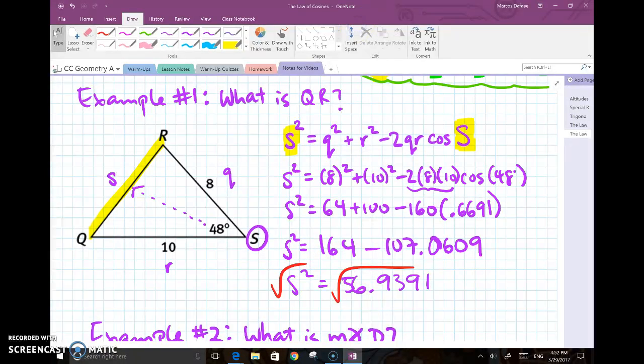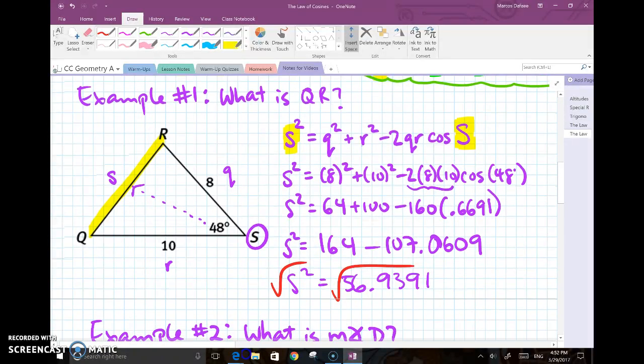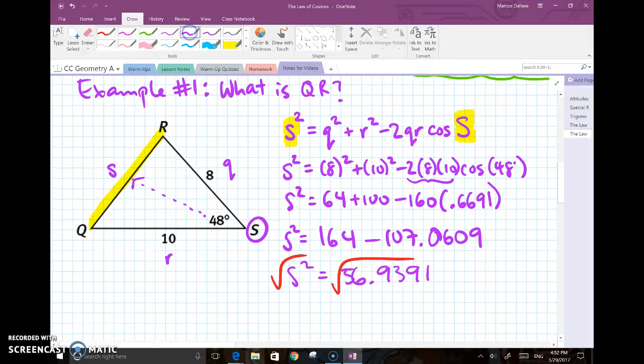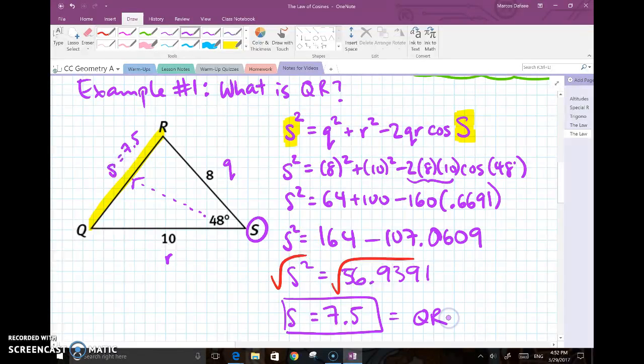And I'm going to increase my space here, so excuse me 1 second. There we go. My S comes out to 7.5. Okay, that's rounded to the tenth. So S is 7.5, which means QR is 7.5. And with that, this example is completed. Okay, let's go on to example 2.